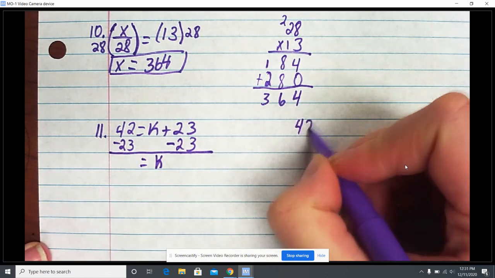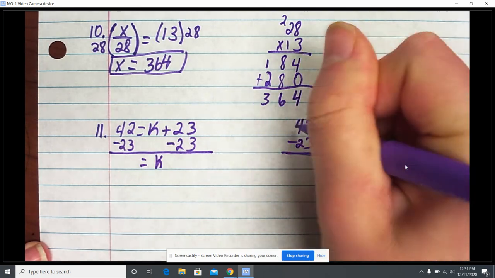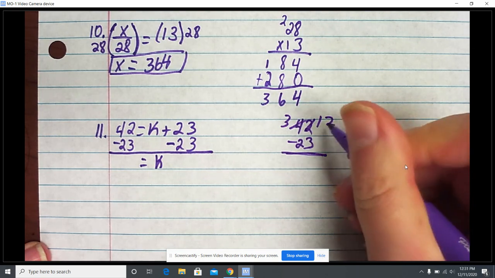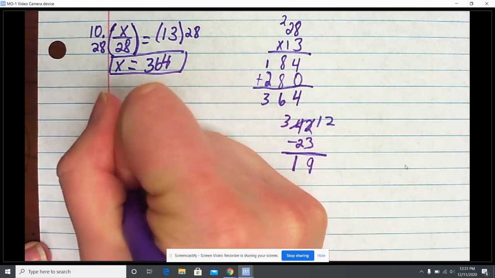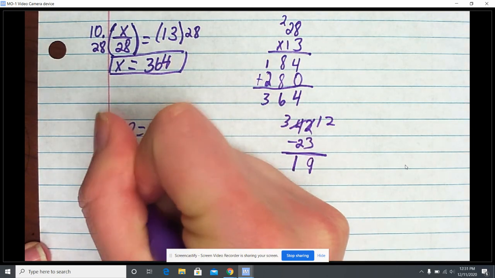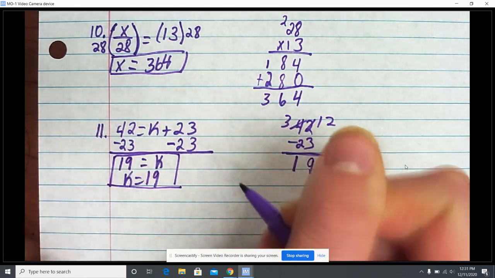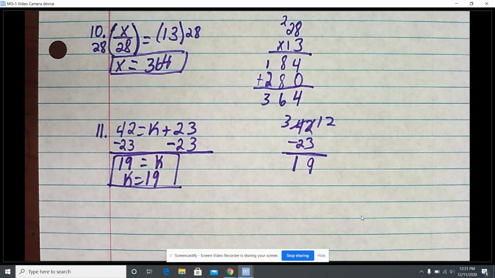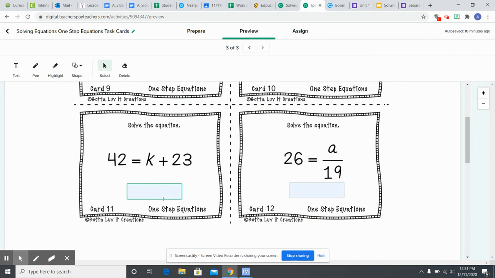Now I'm taking 42 minus 23. So that turns into 12, borrow, and that gives me a 3. So 12 minus 3 is 9. 3 minus 2 is 1. So 19 equals k. It's the same thing as k equals 19. Either one of those. Same thing. And remember, use the substitute method to check and make sure your answer is correct. K equals 19. Alright, last one.